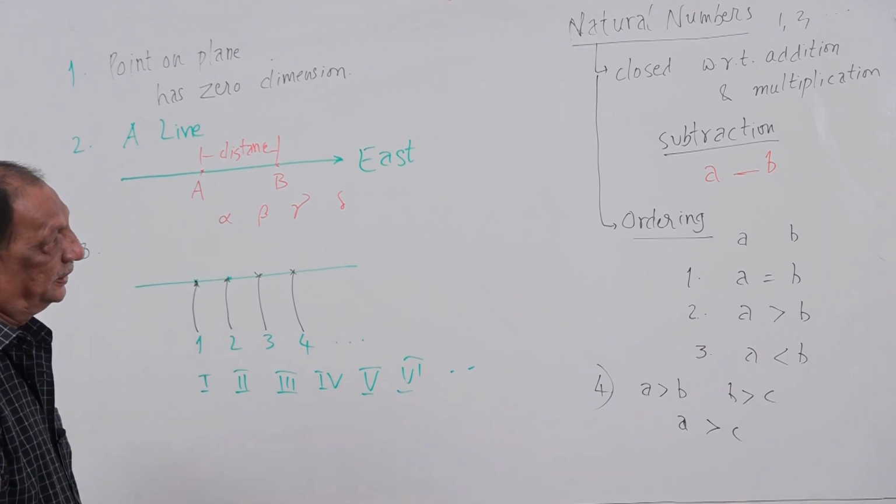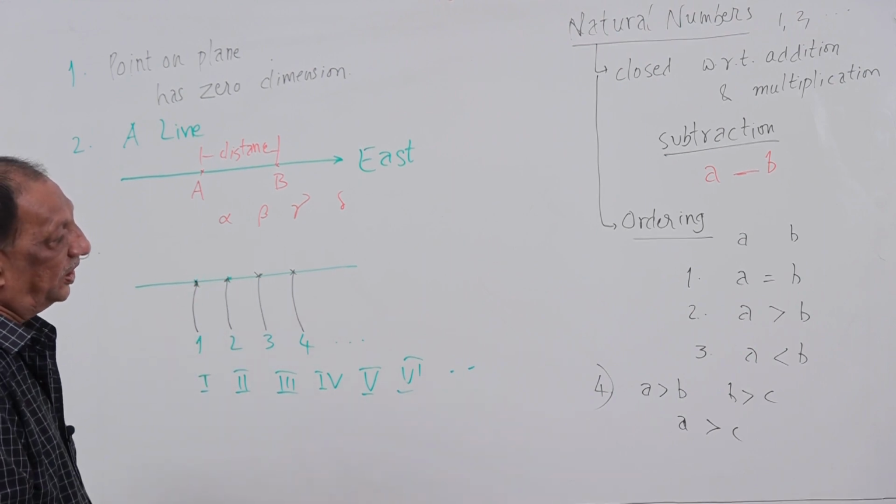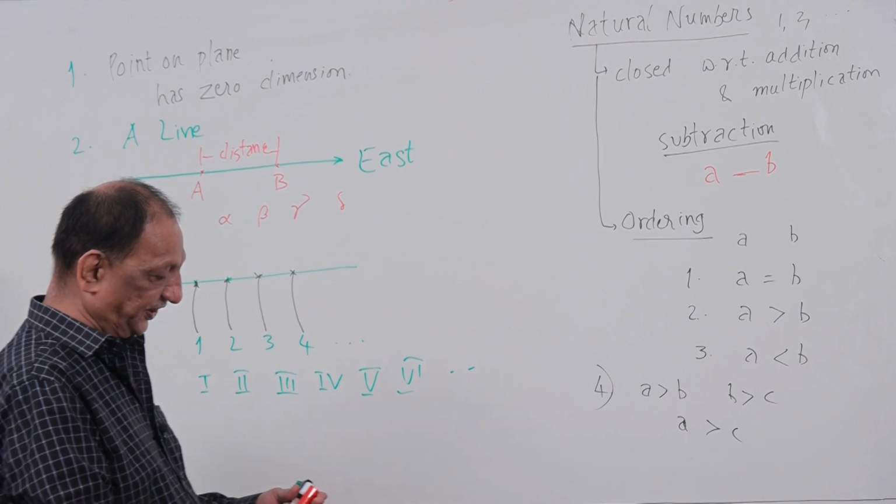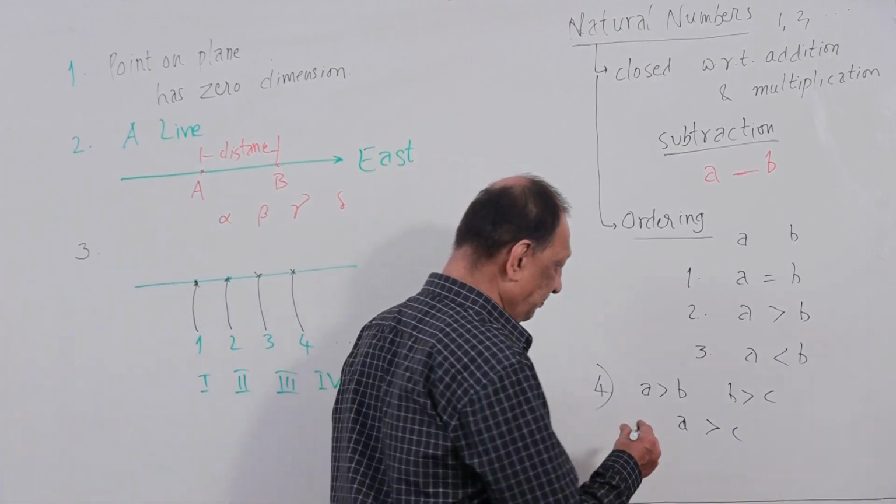So that is order. Now how do we achieve this closure or ordering or division? Division is the next problem.